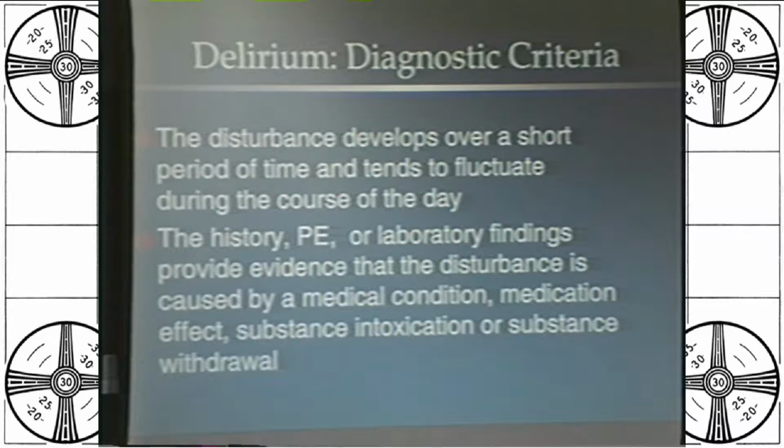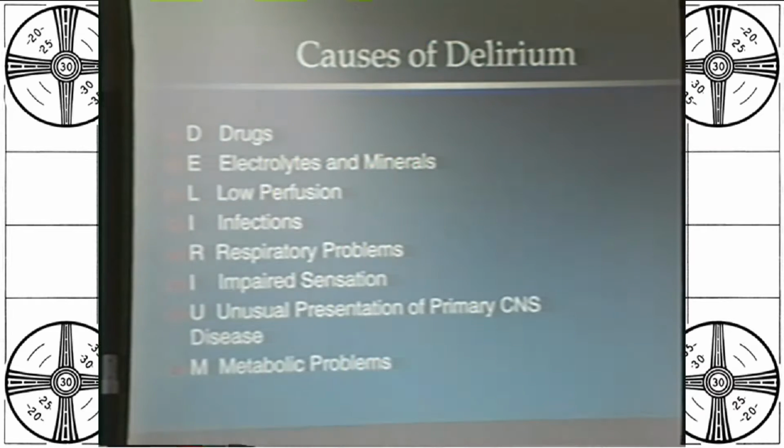In the handout, there's a table that compares delirium and dementia on several of these domains. The history and physical or lab findings should provide evidence that the disturbance is caused by a medical condition, a medication side effect, an intoxication from a substance, or substance withdrawal, or some combination of all of those things. Okay. Let me go through.